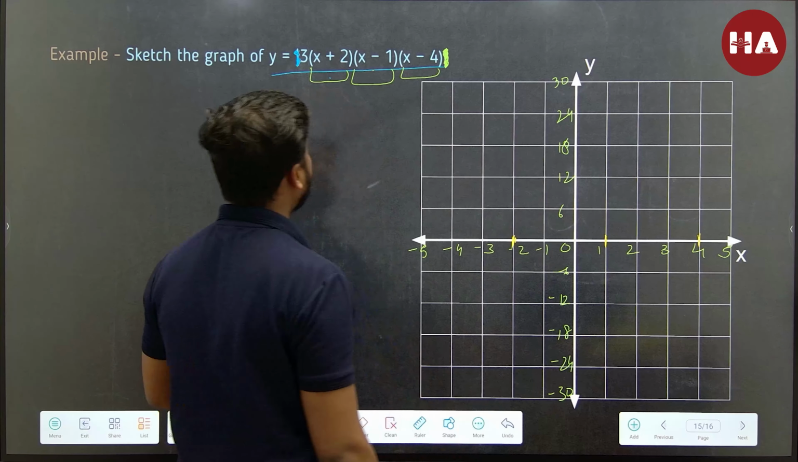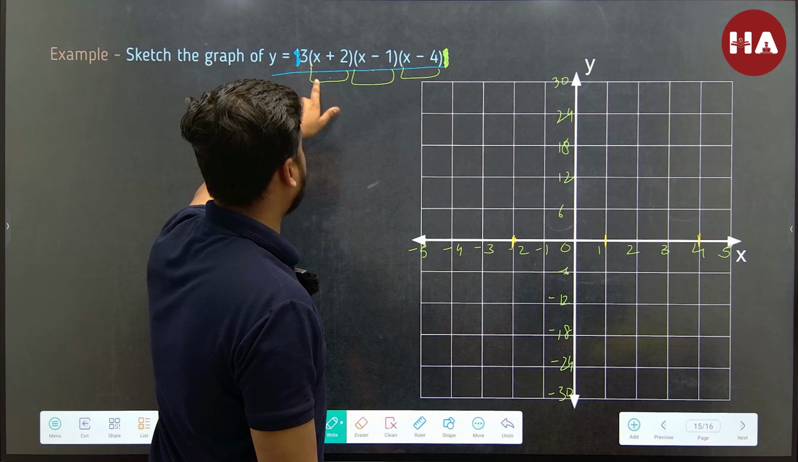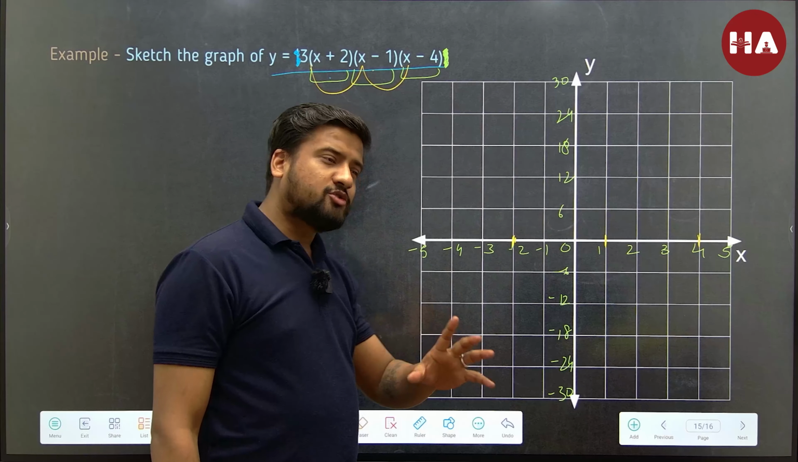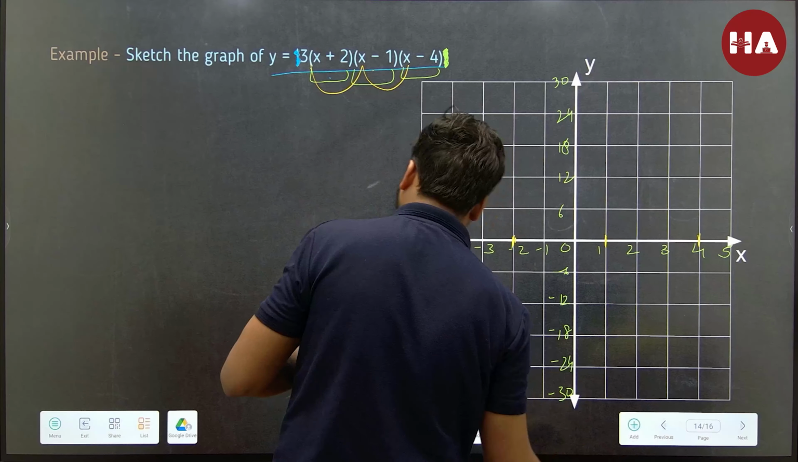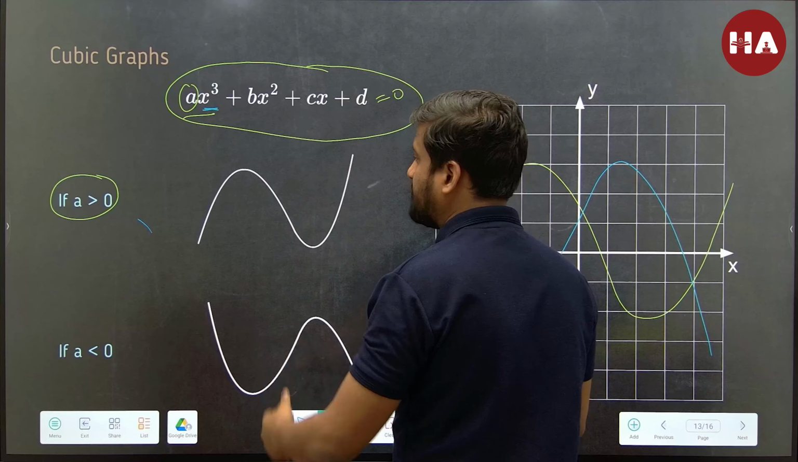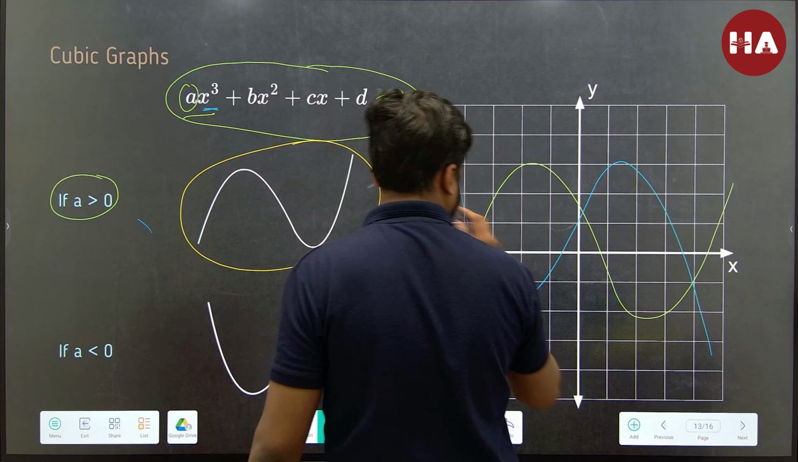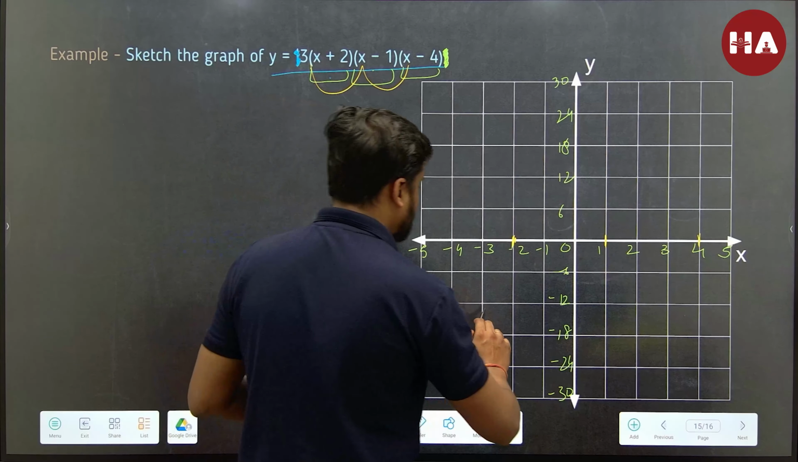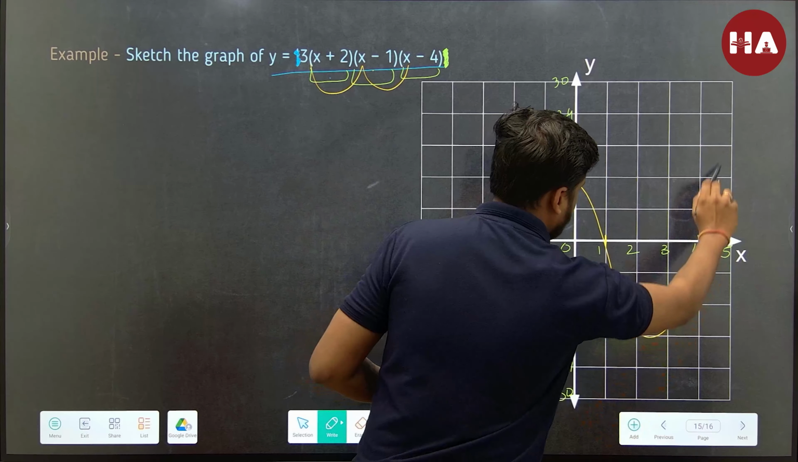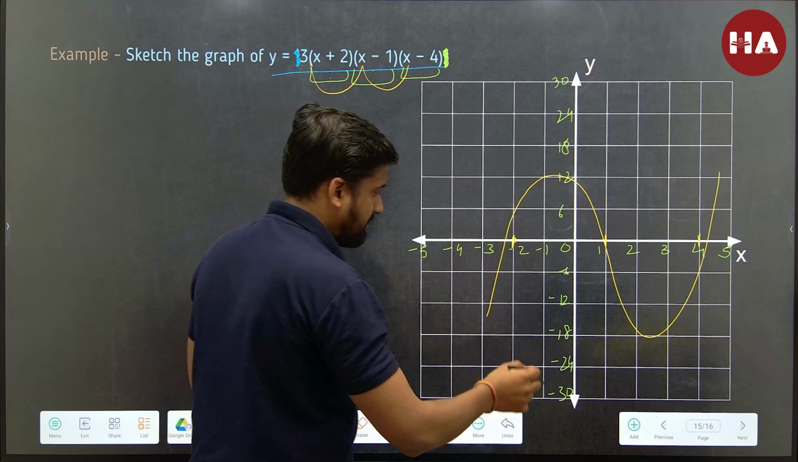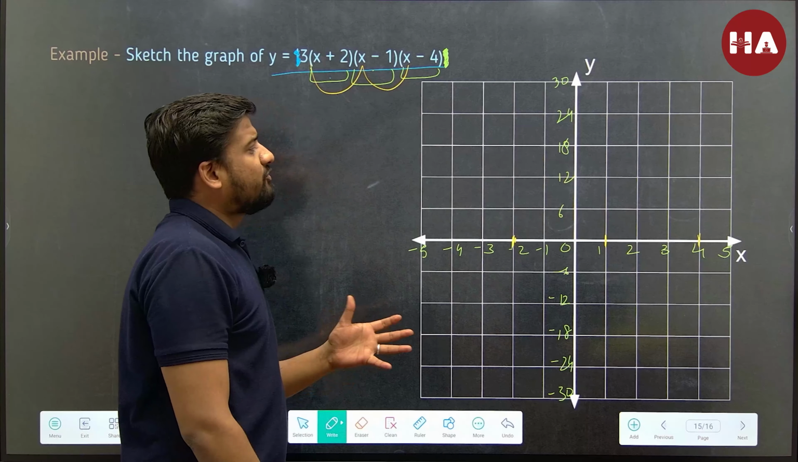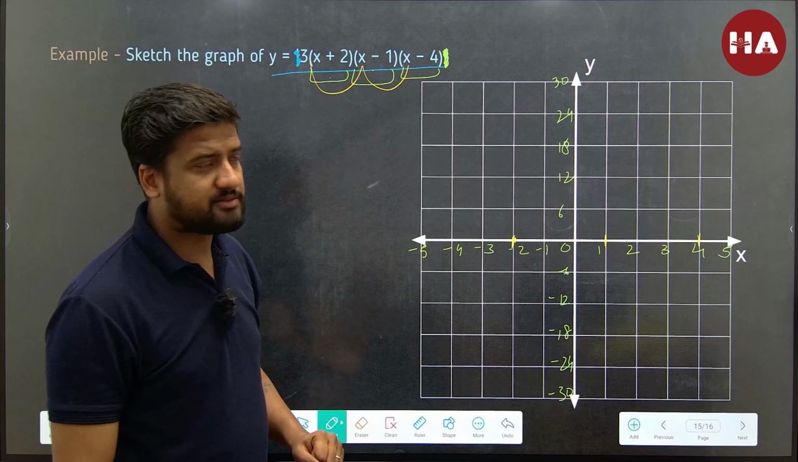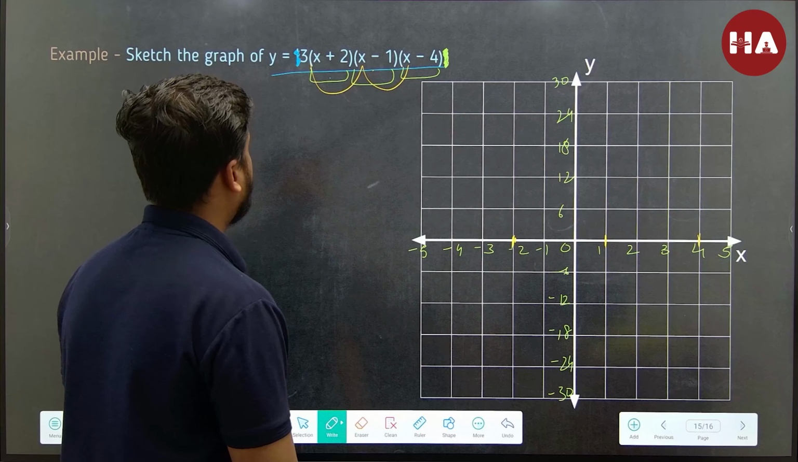Even if we didn't have a modulus sign, when I multiply the x with the x with the x, I am going to get a positive term. So it's very obvious from the previous slide that this should be my shape of the graph. Now my graph should look something like this, but not exactly. Why not? Because we don't know where this graph is going to intersect the y-axis. Now let's try that.